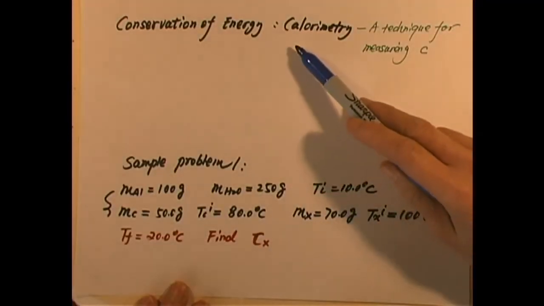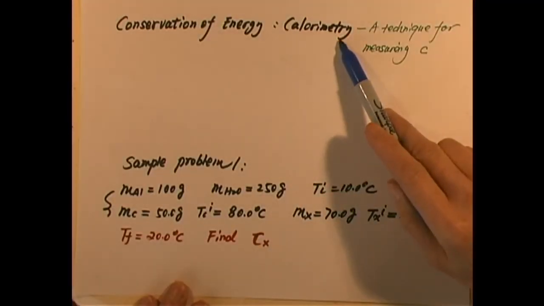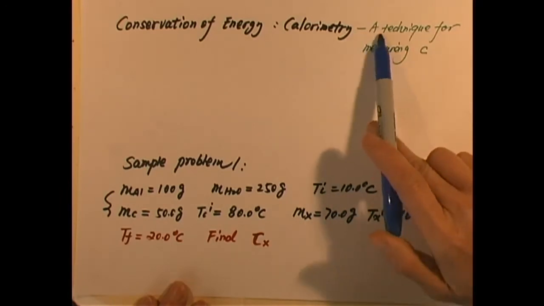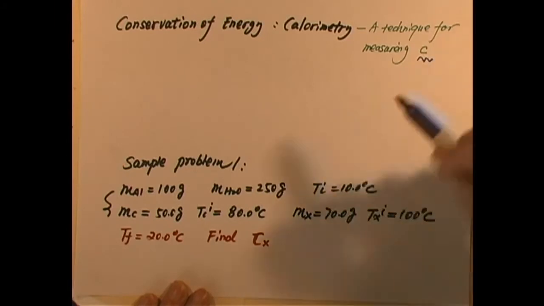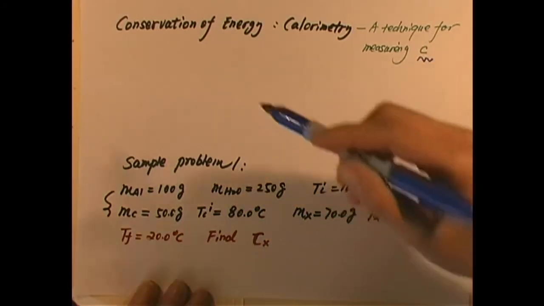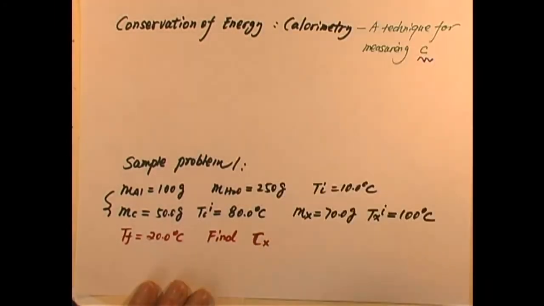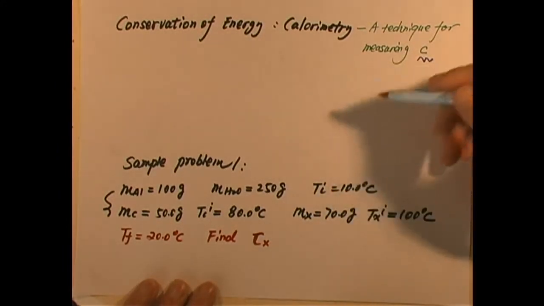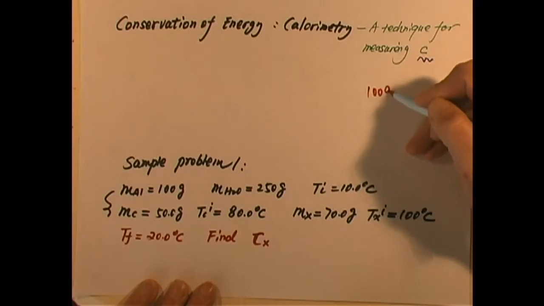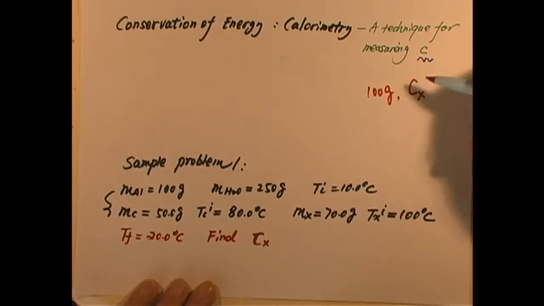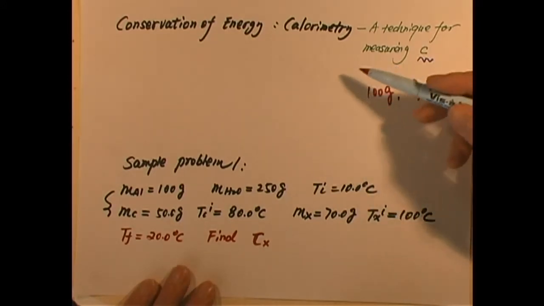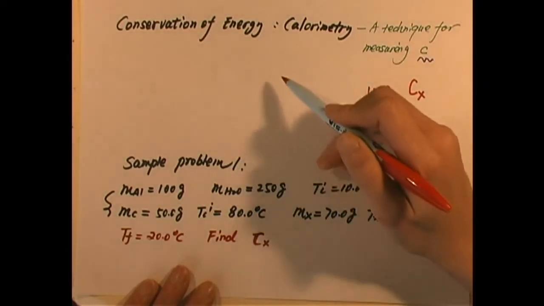The concept of calorimetry. Calorimetry is defined as a technique for measuring C, the specific heat. This is based on the idea of conservation of energy. For example, if we have 100 grams of unknown substance, we want to measure its specific heat. Let's mark it as Cx because we don't know what kind of material it is. A typical calorimeter system is this.